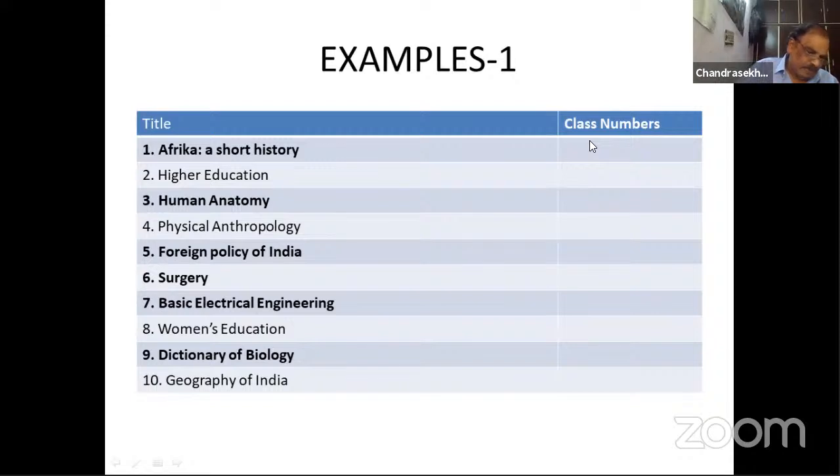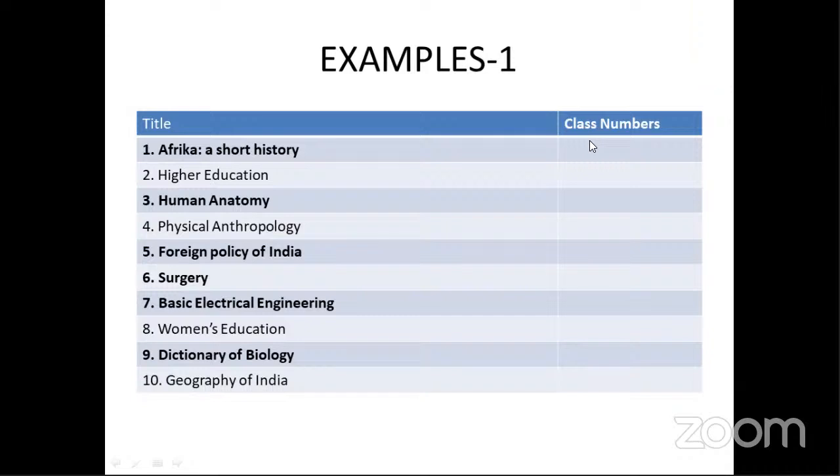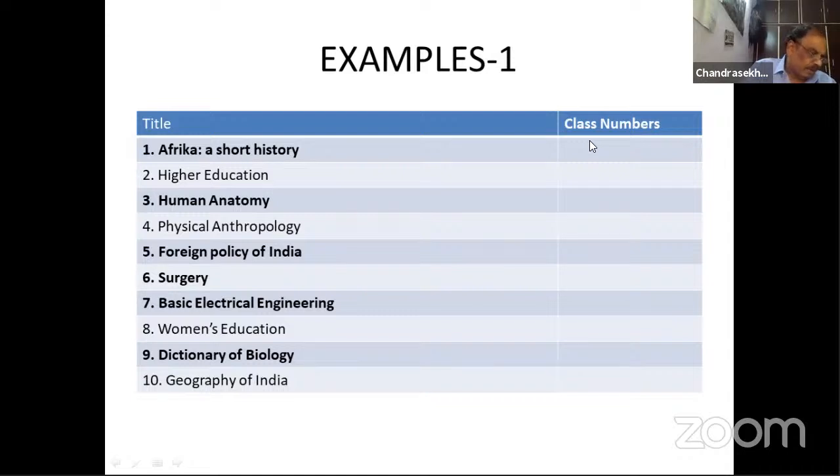Physical anthropology is somewhere in the beginning of the social sciences. Anthropology is 302 to 307. If you can't find exact terms, you can give the broad number. In such cases, if you can't find it, go to the index, where you can easily find the number.